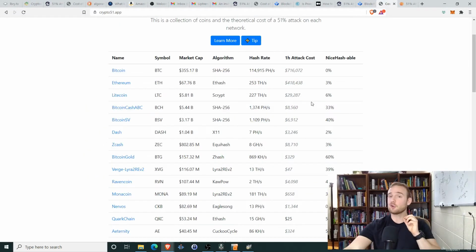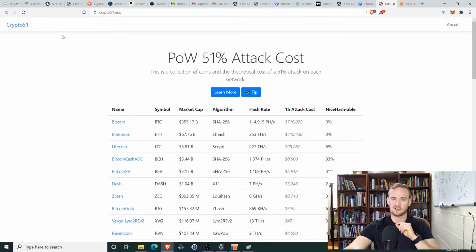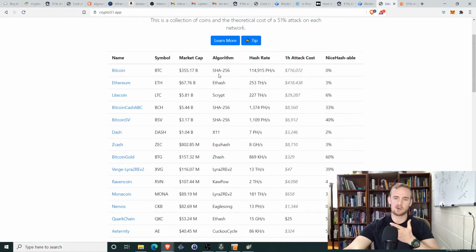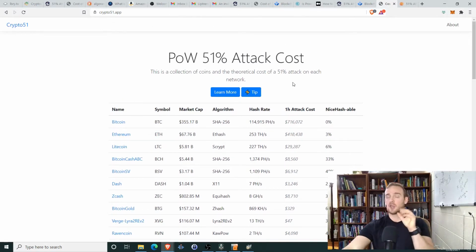However, it's also extremely costly to attack a blockchain network. So what we have here is the cost to 51% attack various networks. And you'll see that Bitcoin would cost about $716,000 for a 1-hour attack. Ethereum would be about $418,000. Now, not only is it incredibly expensive to create these attacks, but it simply might not be able to get enough computing power, because you can't simply buy the network. You have to get the computing power.